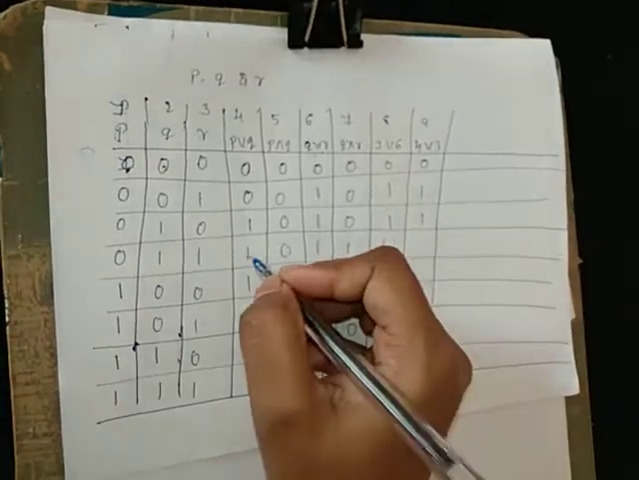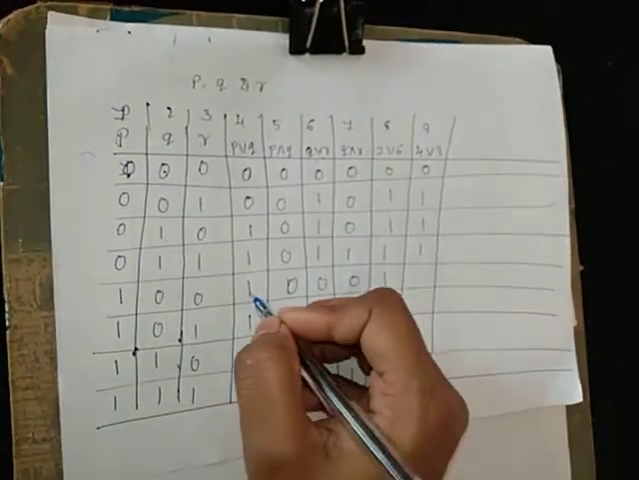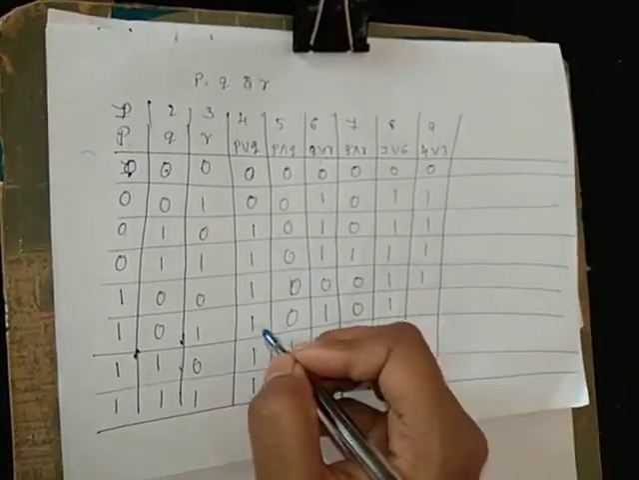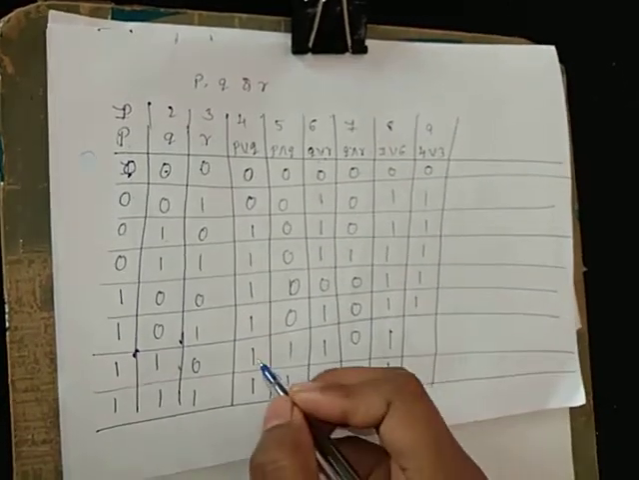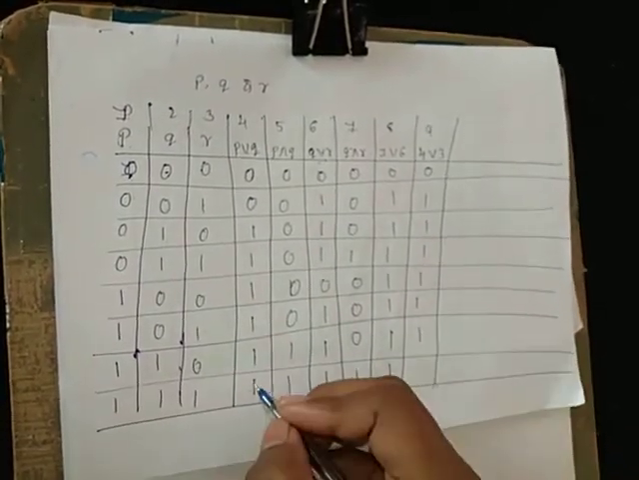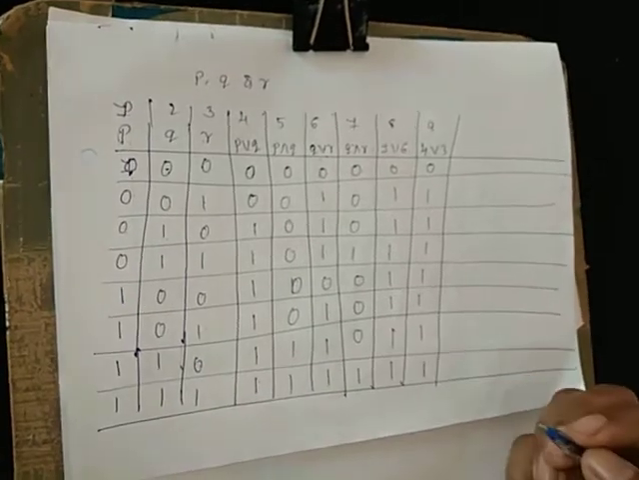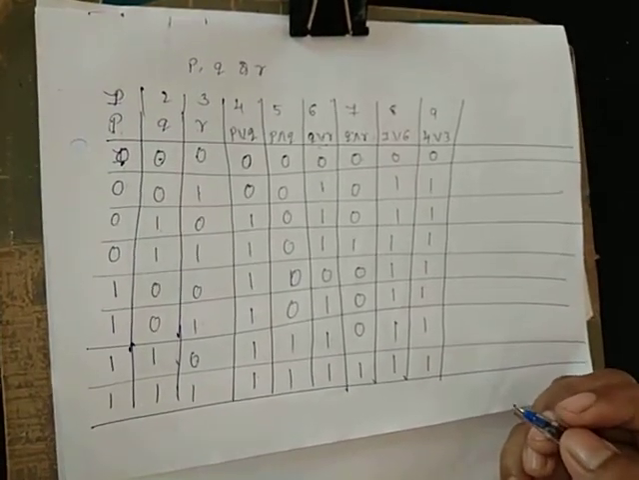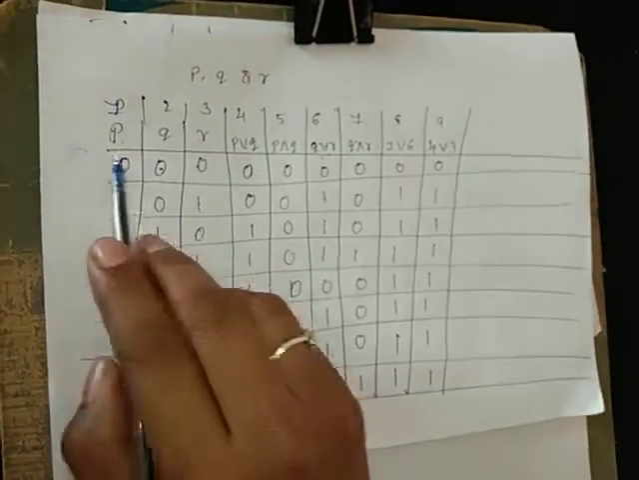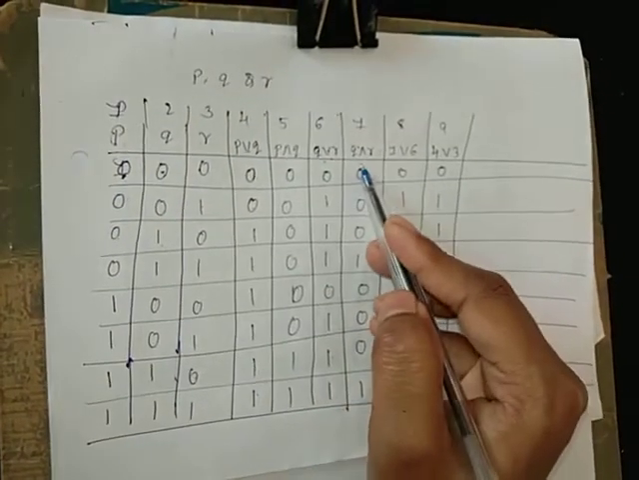0 or 0 is 0. 0 or 1 is 1. 1 or 0 is 1. 1 or 1 is 1. 1 or 0 is 1. 1 or 1 is 1. 1 or 0 is 1. 1 or 1 is 1.